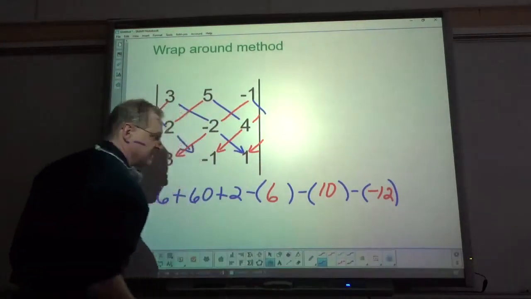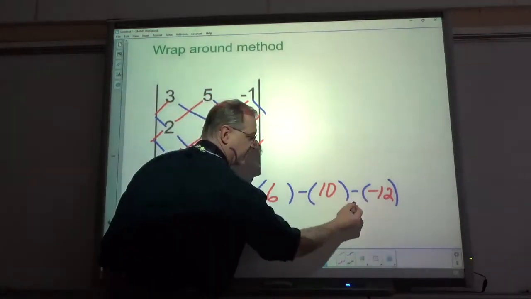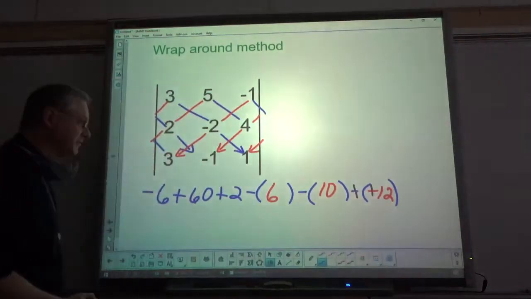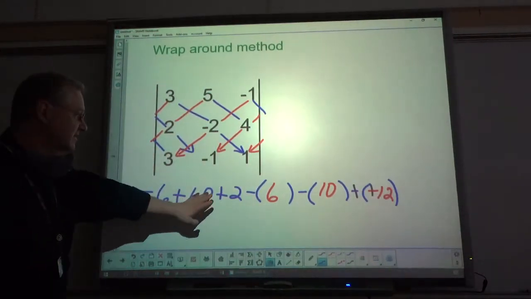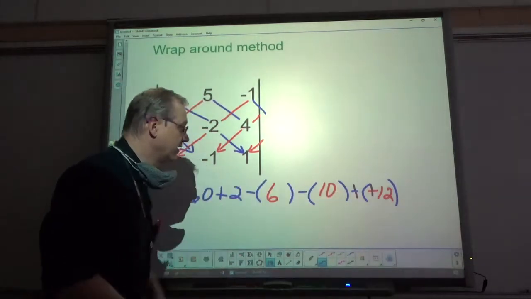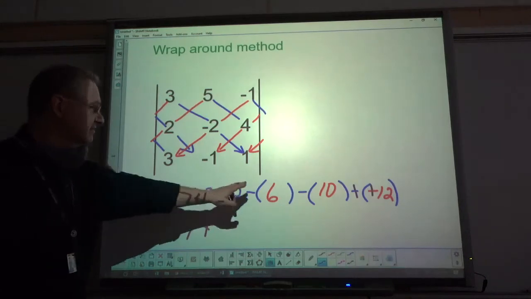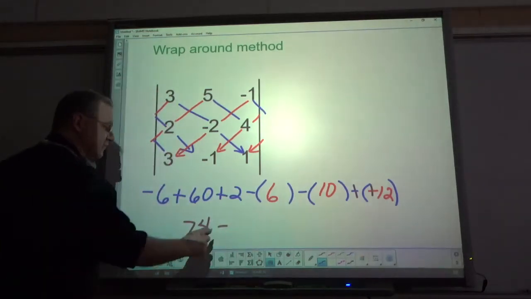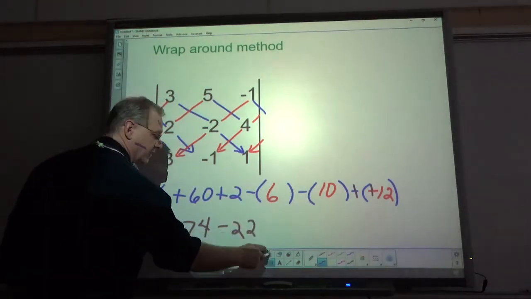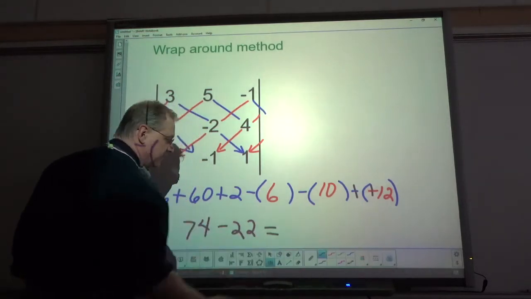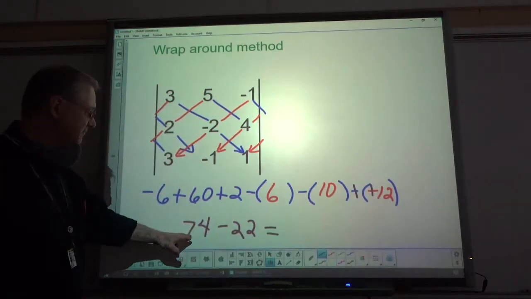I'm going to combine these up. I've got a double sign here, so plus positive. All right, so I've got 62 and 12 is 74. I've got 6, 6, and 10 all negative, so negative 22. So that ends up equaling 52.